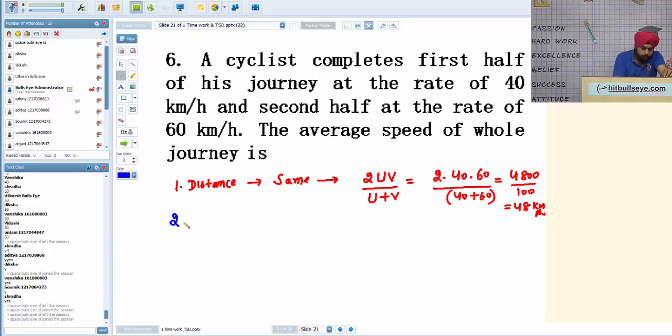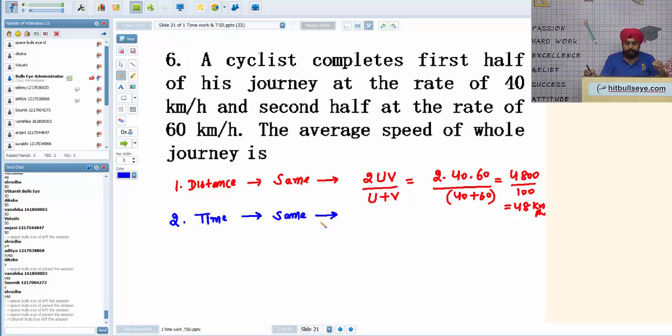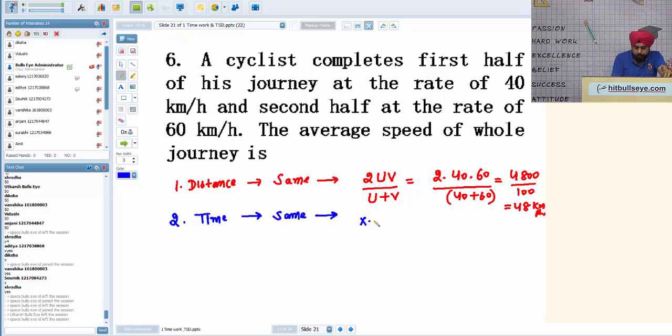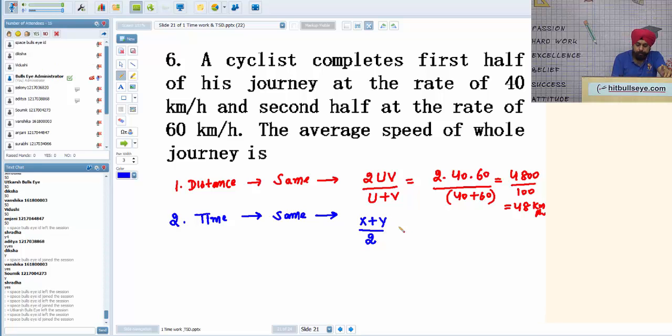Taking the case 2, when the time for which he travels is same. If the time for which he travels both the distances is the same, then average speed is just the normal arithmetic mean, that is x plus y divided by 2. So the students who answered 50, their answer is wrong, as it is not the time which is the same, it is the distance which is same.